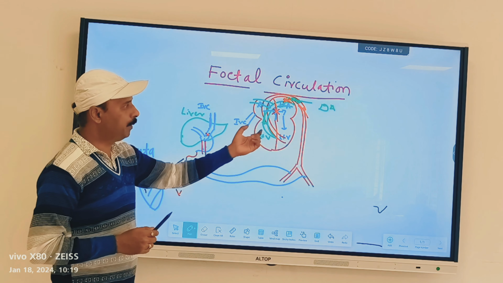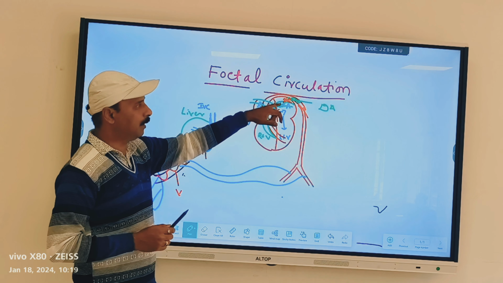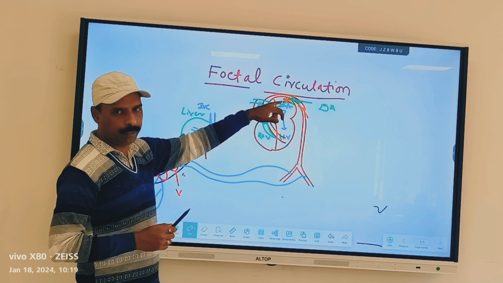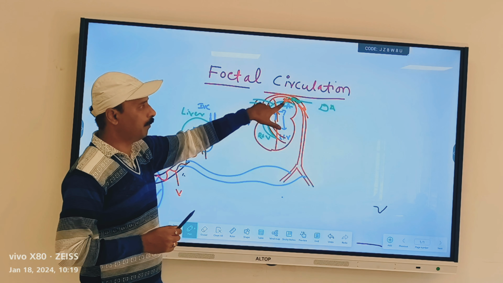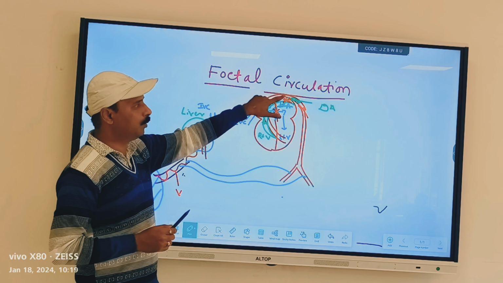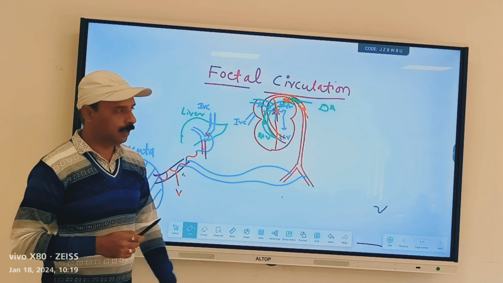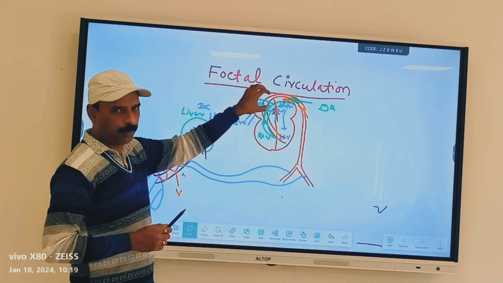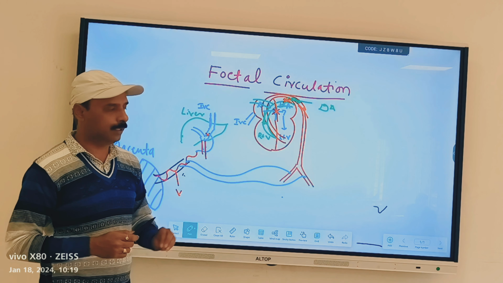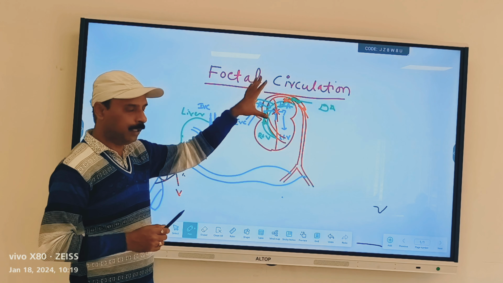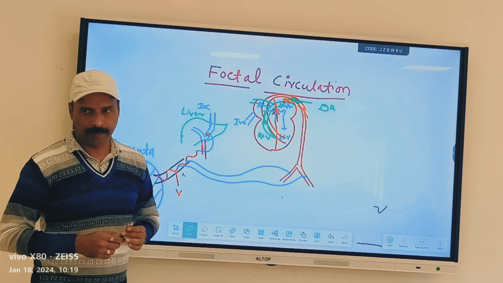So the pulmonary trunk carries the blood to the pulmonary artery, and there is a communication: the maximum blood goes from the pulmonary artery to the aorta through the ductus arteriosus. The remaining very small amount, 3 to 5% of the blood, supplies the lung and then joins the pulmonary circulation.